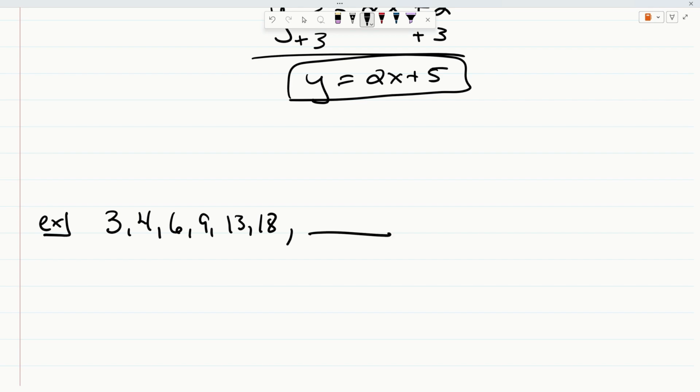We're going to try to find the pattern here. All right, we're going to try to find this next number. Now, when we look at this initially, 3, 4, 6, 9, 13, 18, nothing really jumps out at me, all right? But if you just dive down a little deeper here, okay? Maybe you should ask yourself, well, if I'm starting off at the number 3, how can I get the number 4? All right? Well, you would add 1.